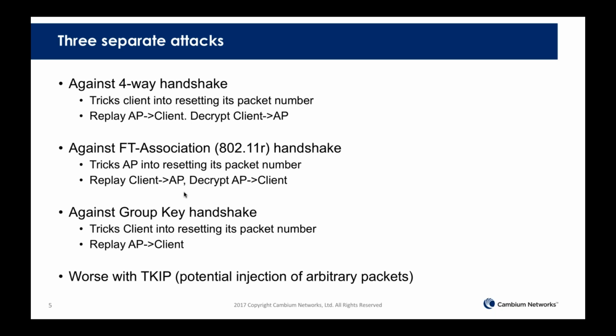Now, in all these cases, the encryption is assumed to be AES. WPA and WPA2 also had TKIP as an intermediate encryption protocol before AES became widespread. All of these attacks are worse with TKIP, where there is potential for injection of arbitrary packets. So the attacker can create a packet, craft any kind of packet he wants, and inject that into the network. That happens only if the encryption is TKIP. As long as you're using AES encryption, you're not impacted by that attack.